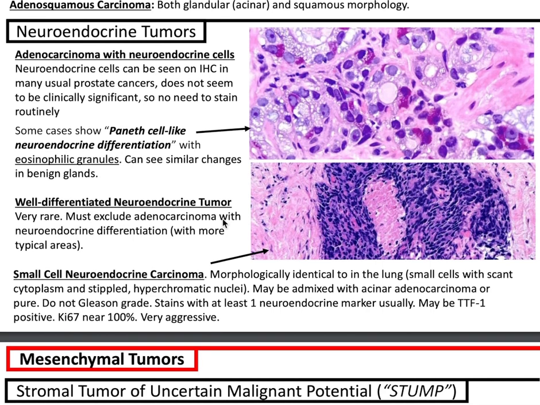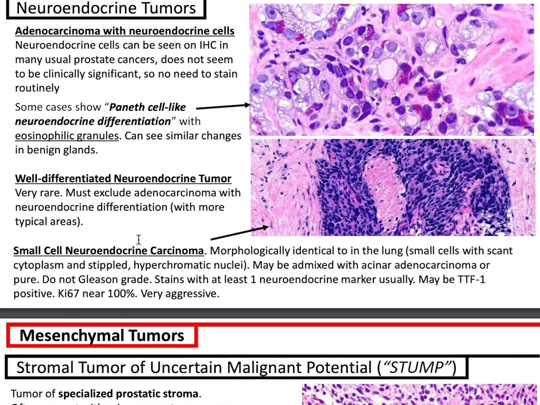Neuroendocrine tumors: you can have an adenocarcinoma with neuroendocrine cells, and that could be seen on IHC in many usual prostate cancers and does not seem to be clinically significant, so no need to stain routinely. But some cases can look eye-opening, where you can have Paneth cell-like neuroendocrine differentiation with eosinophilic granules, and you can see similar changes in benign glands. You can have a well-differentiated neuroendocrine tumor. It's very rare, and you want to exclude adenocarcinoma with neuroendocrine differentiation.